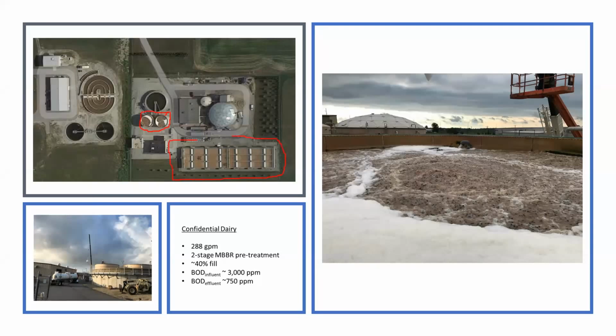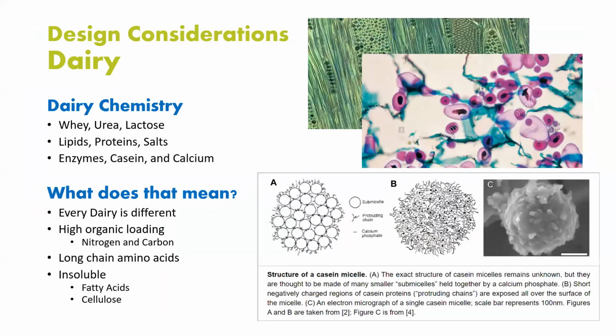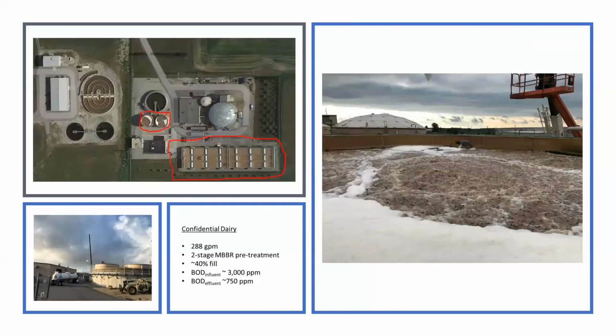For this particular plant, we were looking at a peak BOD coming in at about 3,000 ppm BOD. The effluent goal was to try to reduce below 1,000. I believe the plant consistently achieves about 750 parts per million BOD. So it's a pretty significant level of reduction as a pre-treatment step before it goes to a larger activated sludge system for polishing.